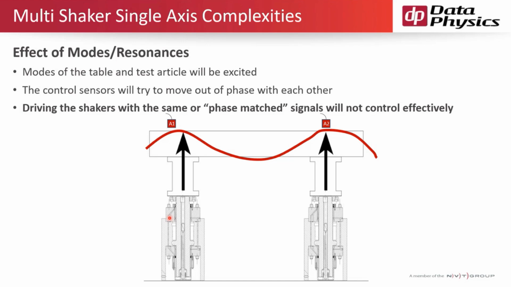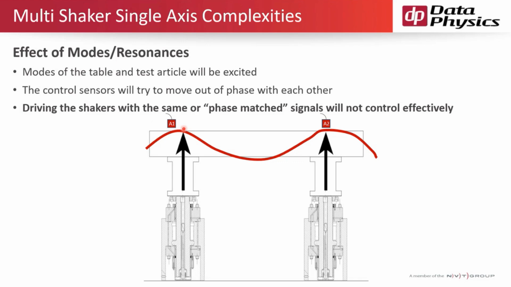Now, what about the effects of resonances? In the drawing, I'm showing a solid block as your slip table, but once you hit the first mode of your head expander or of your test article, there's going to be some relative motion and deformation of your slip table or of your head expander, and your control accels are going to try to move out of phase with each other. Naturally, even if the shakers output the same force, you're going to get different responses at different locations.